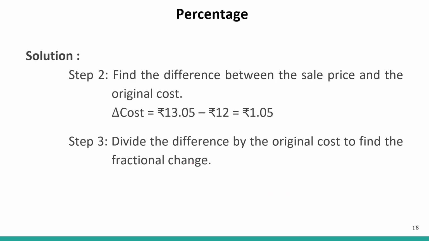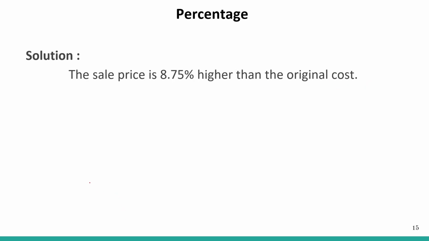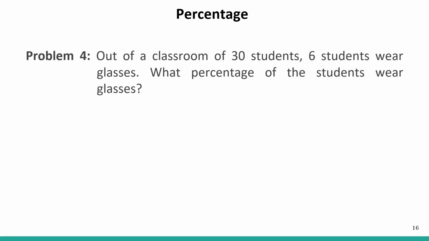The accurate value will be 8.75%. When we multiply this, we convert the fractional change to a percentage by multiplying by 100. So the answer is 8.75. This is the final answer. So the sale price is 8.75% greater than the original cost. Original means initial cost.